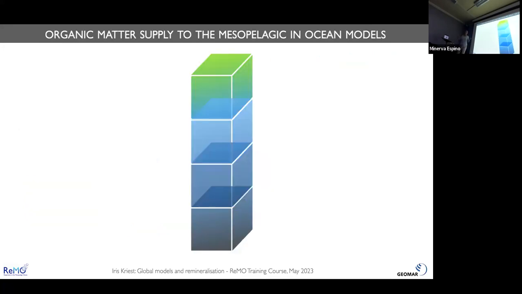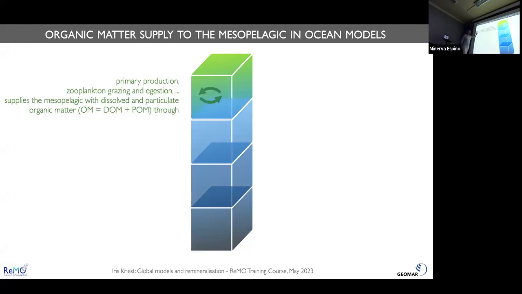Okay, so far that was all about the global ocean biogeochemistry. Let's become a bit more 1D and look at just one single profile of boxes in the ocean. So typically at the surface, we have things going on like primary production, zooplankton and grazing, digestion, and these all supply the mesopelagic with dissolved and particulate organic matter. And this may be either through the physical transport, think of DOM or DOC, through mixing, subduction, and so on.